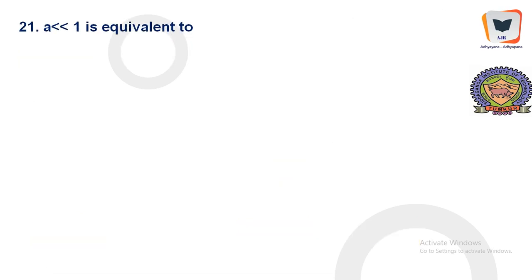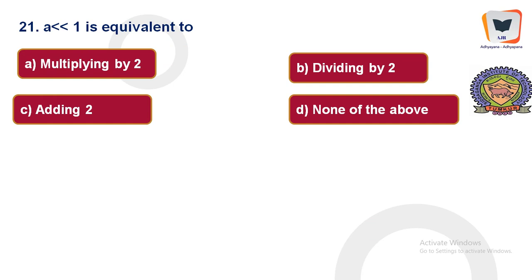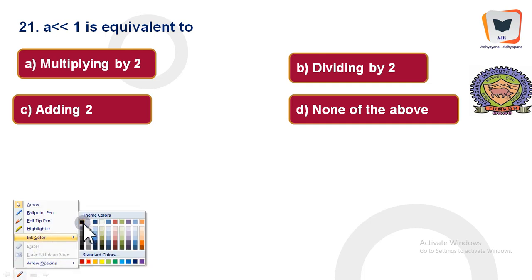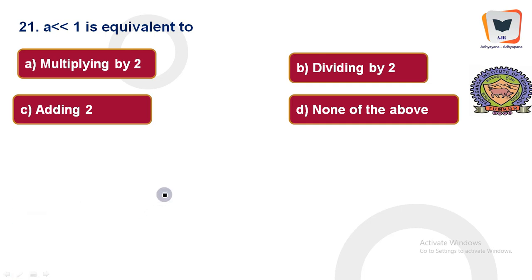A double lesser than symbol is the left shift operator. 1 << 1 is equivalent to multiplication of the variable by 2, and if the shift is 2, the variable value should be multiplied by 2 to the power of 2, then 2 to the power of 3, something like this. Left shift connotes multiplication. Let us take an example.